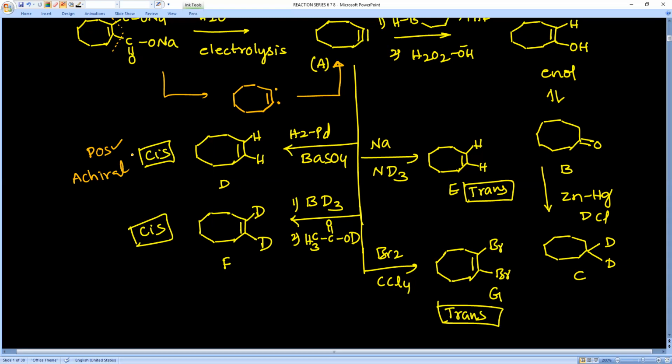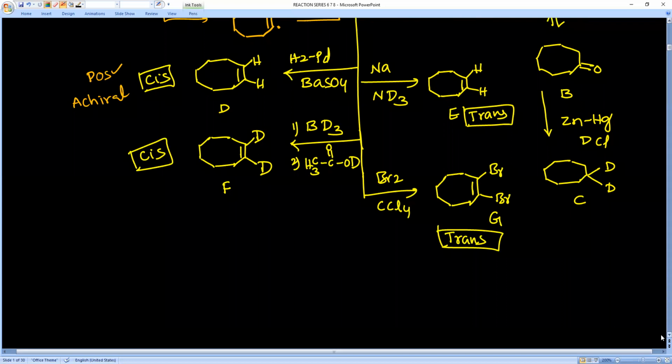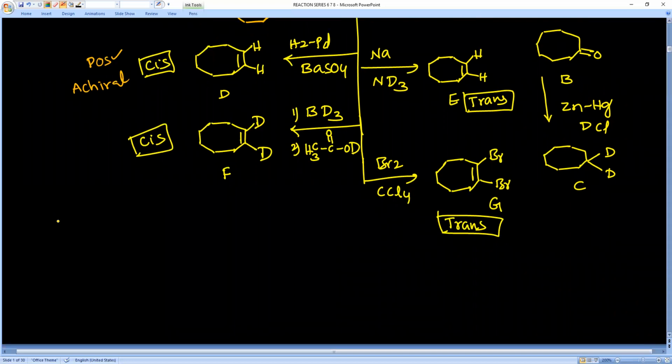Next one I have given compound E. Okay, this is compound E. This is the trans isomer. Now one thing, we can do one thing here. Here it is the cis isomer. The cis isomer has a plane of symmetry like this. Therefore, this is an achiral molecule. Achiral is nothing but optically inactive.